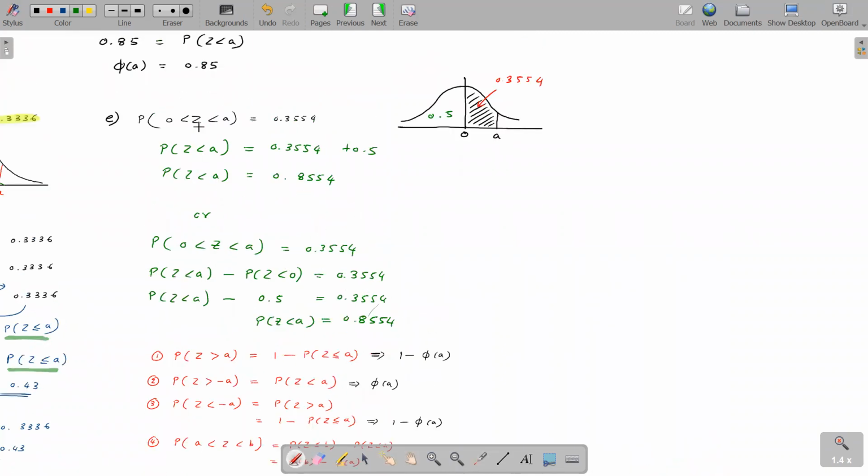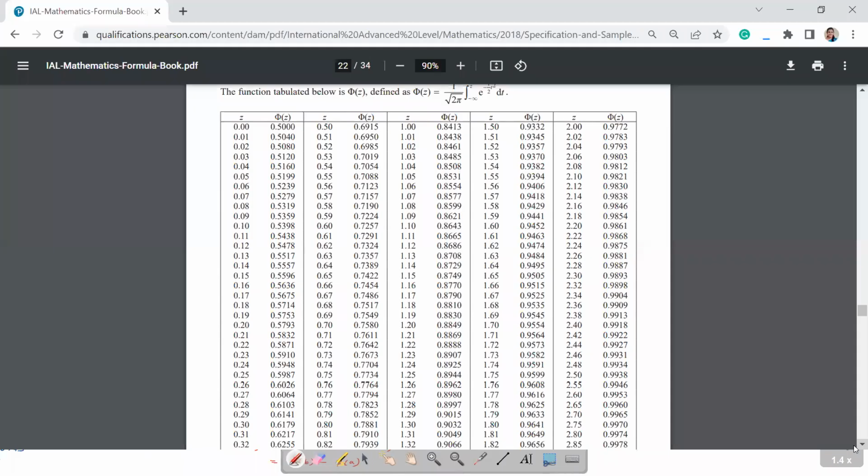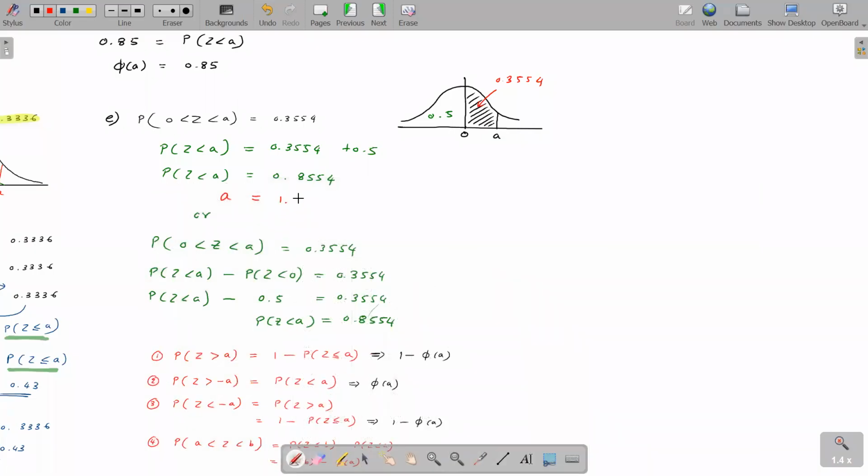So what's the A value? End of the day, how do you get your A value? We know our A value is positive, so there is nothing to convert. Go to the table and find the area behind, 0.8554. Do we have that? Here, guys, we have it perfectly: 0.8554. The A value is 1.06. All right, so that's it.